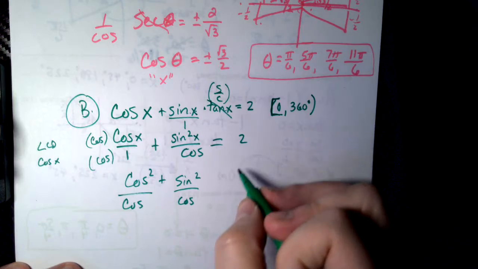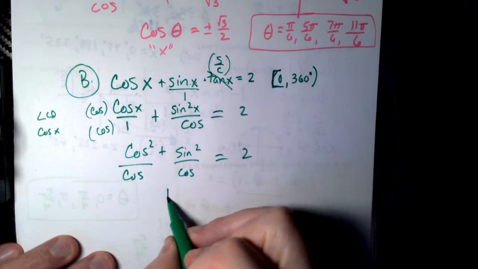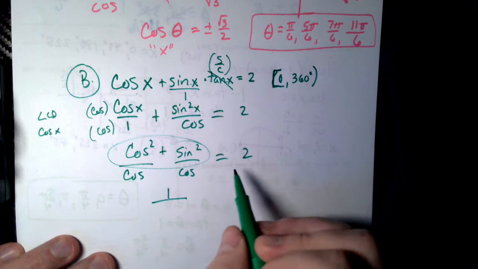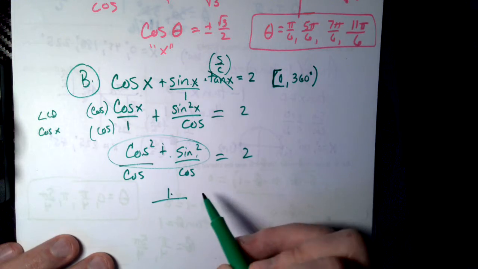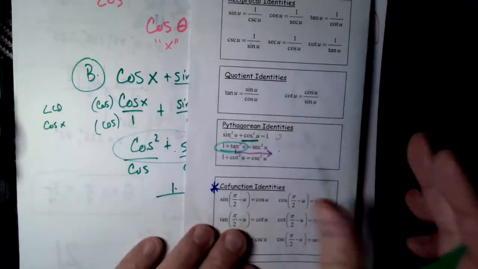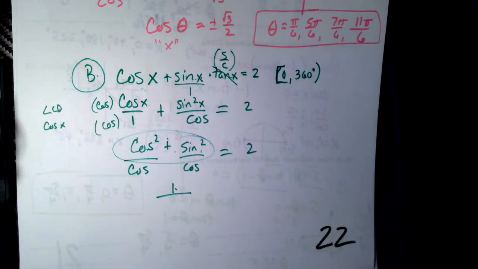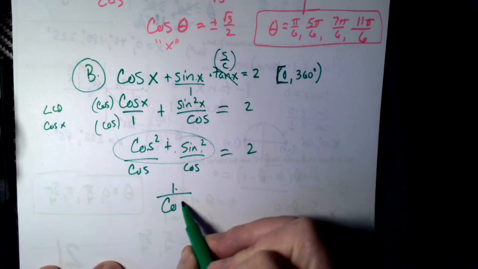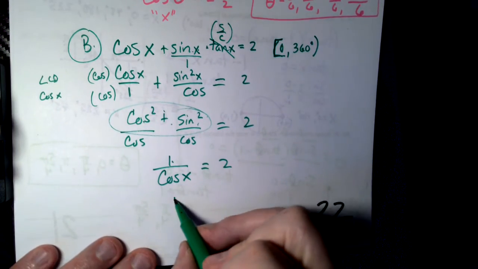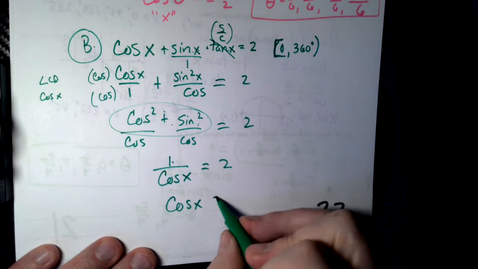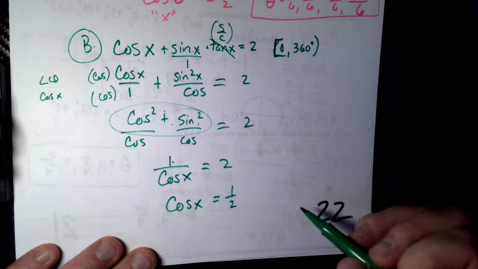Oh, all this still equals 2. So all I'm doing is just changing the left-hand side. I end up with 1. That's an identity. Cosine squared plus sine squared is 1. Pythagorean identity. The most common Pythagorean identity. Sine squared plus cosine squared is 1. I get 1 over cosine x is equal to 2. Let's do the reciprocal. Cosine x is equal to 1/2. Reciprocal on this side, reciprocal on that side.